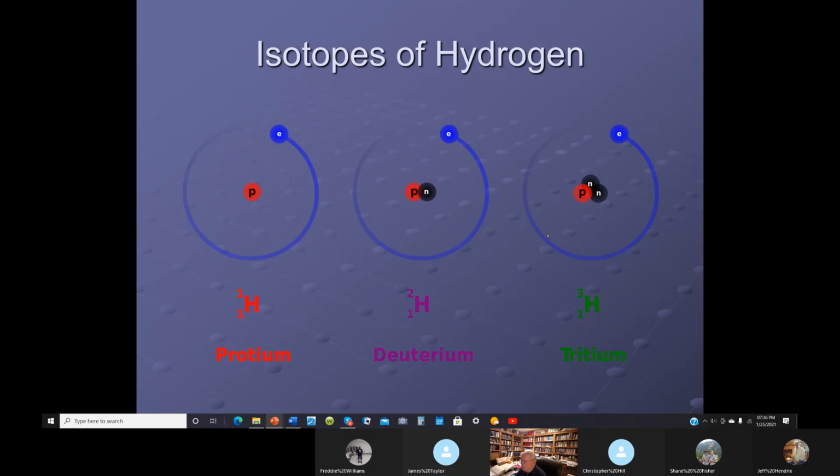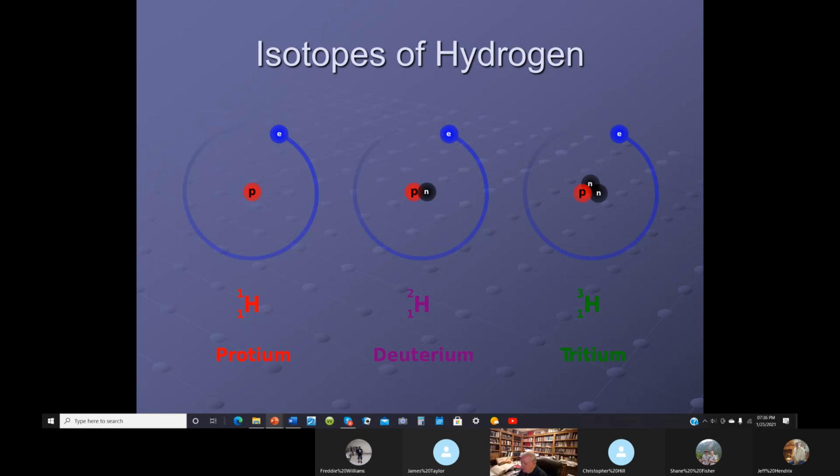Now, if we have tritium and it mixes with oxygen, it will also make water, and it would have 2 extra neutrons, 2 extra particles in the nucleus for each of those atoms. So it would have 4 extra neutrons for the molecule of water. So each one will weigh more. The molecule will have more mass or more weight. Any question there?